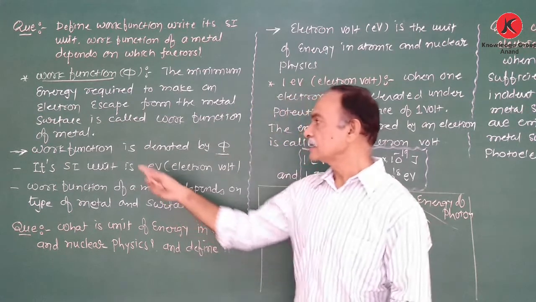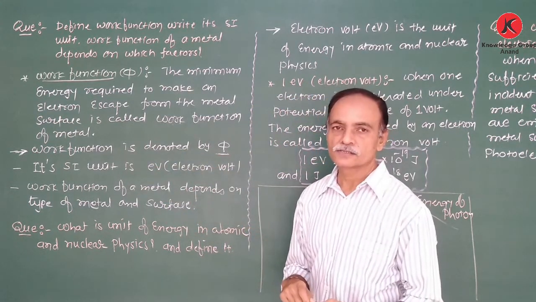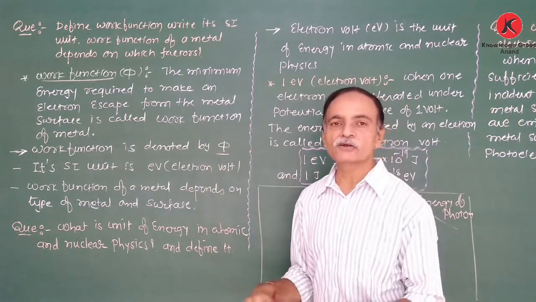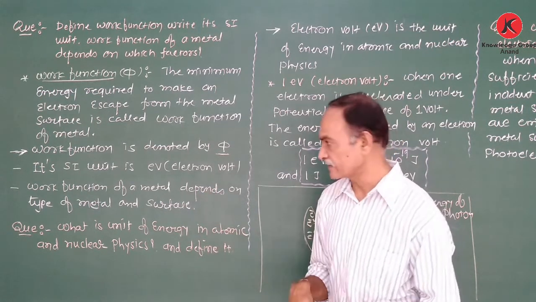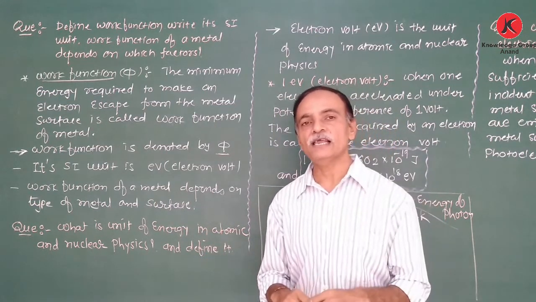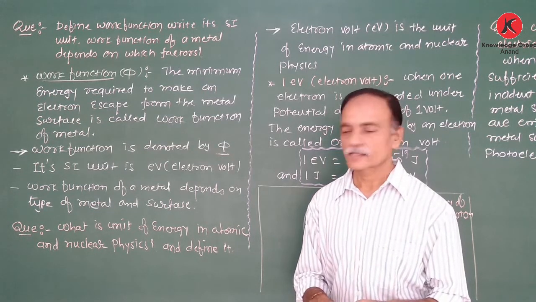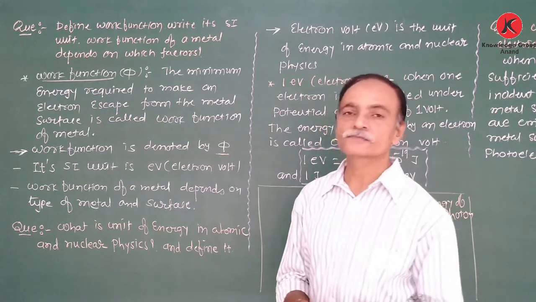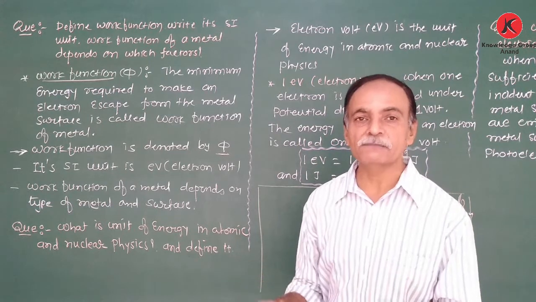Therefore, the SI unit of the work function is the electron volt. Already we are familiar with this unit, because we frequently used it in 11th standard and also in 12th standard. The work function of a metal depends on the type of metal and the surface of the metal. Okay. Again, the question is: define work function, write its SI unit, and state which factors the work function of a metal depends on.